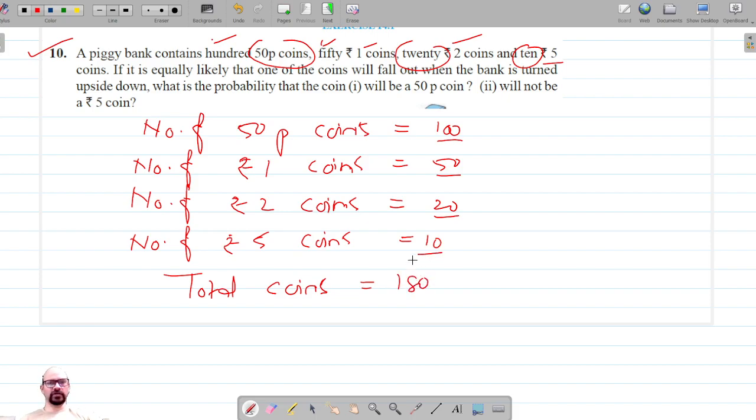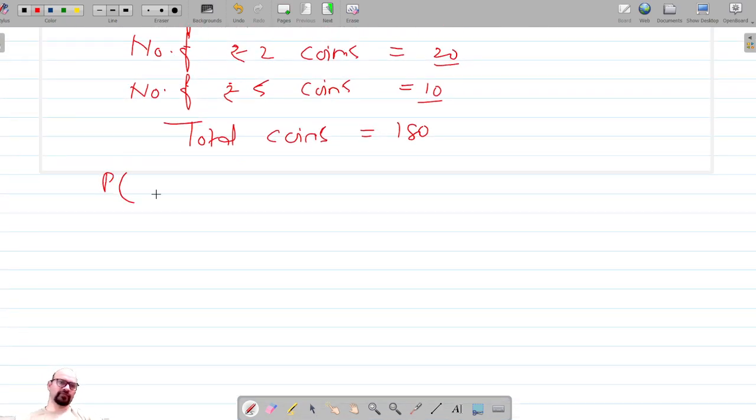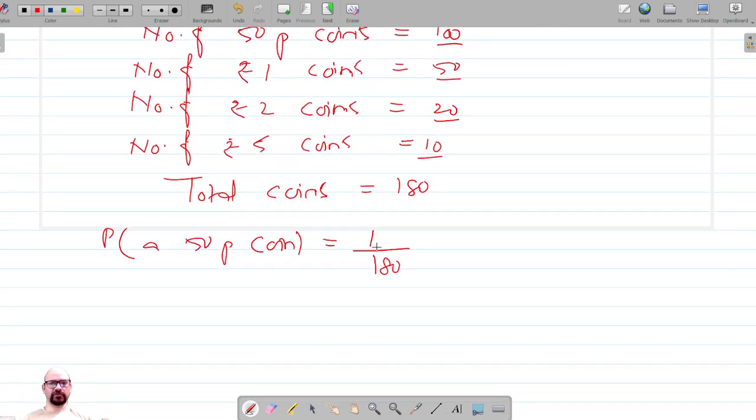So we have a total of 180 coins, and we have to find the probability that it will be 50 paise coins. The probability of a 50 paise coin, that is the 50 paise coins, which are 100 in number, divided by the total coins. So this is 5 by 9.